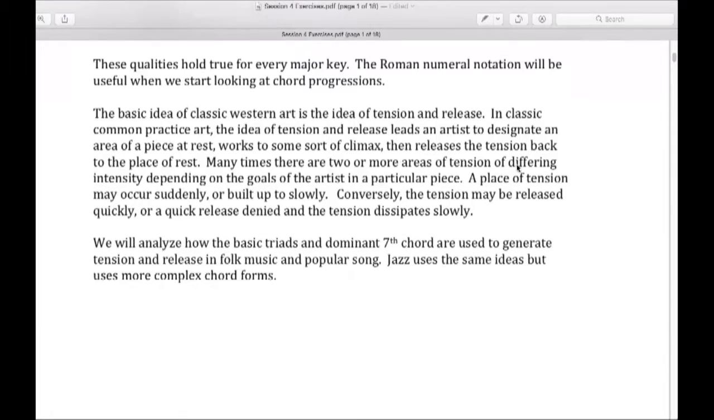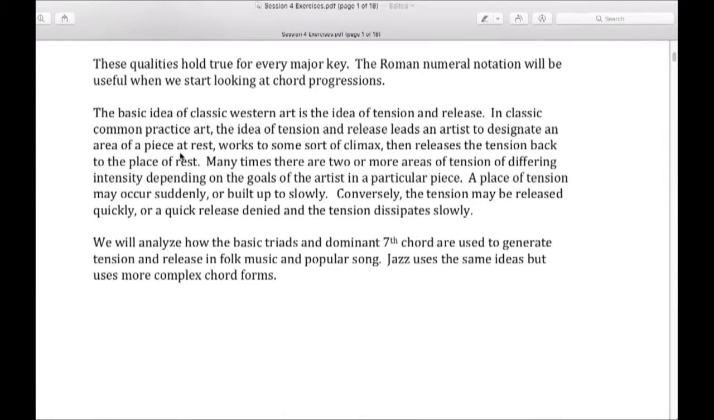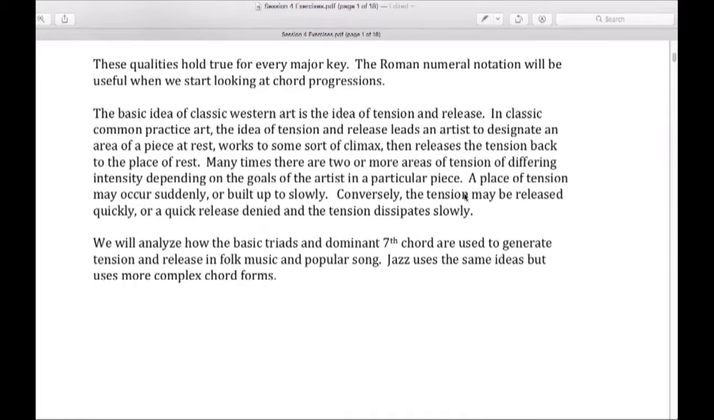The basic idea of classic Western art is the idea of tension and release. In classic common practice art, the idea of tension and release leads an artist to designate an area of a piece at rest, works to some kind of climax, then releases the tension back to the place of rest. Many times there are 2 or more areas of tension of differing intensity depending on the goals of the artist in a particular piece.